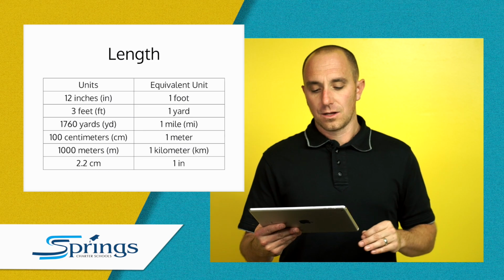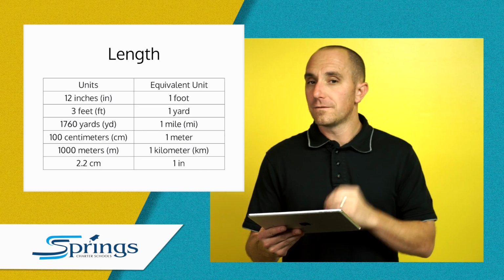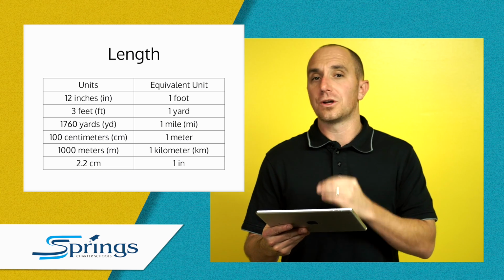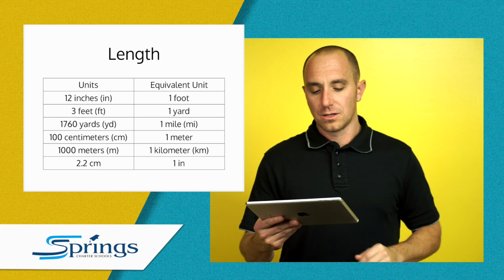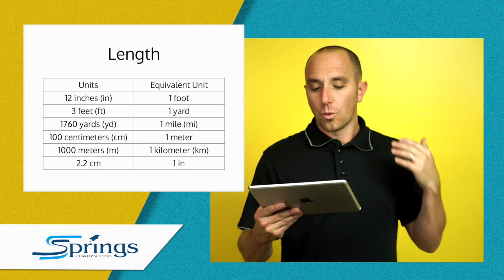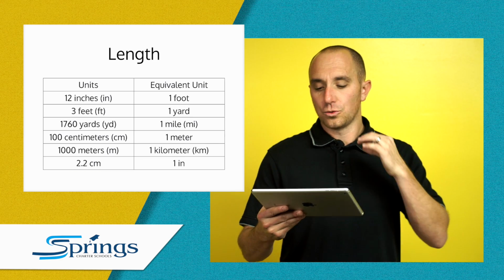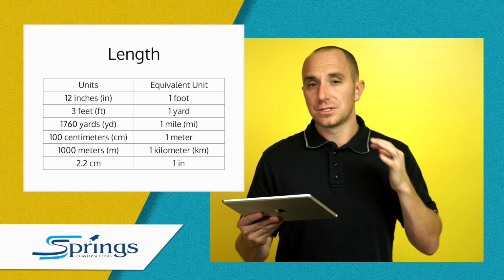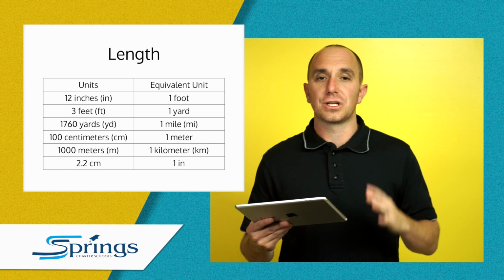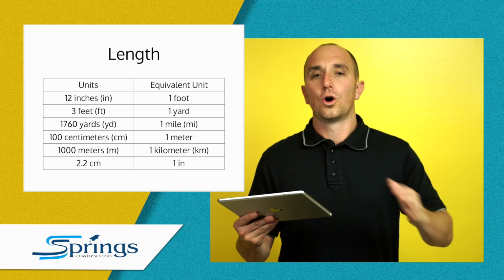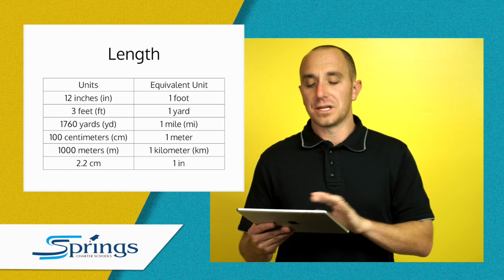Okay, now let's talk length. So we have our units and then obviously our equivalent unit. So we have 12 inches is equivalent to 1 foot. We have 3 feet is equivalent to 1 yard. We have 1,760 yards, which is equivalent to 1 mile. And then on the metric side, we have 100 centimeters is equivalent to 1 meter. 1,000 meters is equivalent to 1 kilometer, and 2.2 centimeters is equivalent to 1 inch, just to give you some comparison. Now, I know that's a lot of information. Again, make sure you have that written down. It's really helpful when doing practice problems to have those units, those conversions or equivalents rather, ready to go.